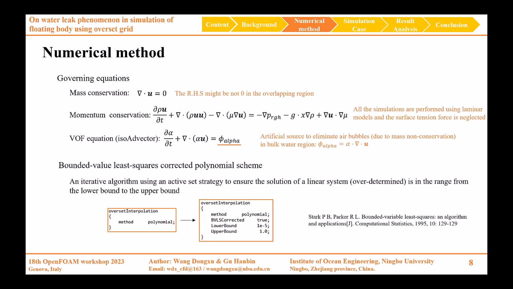We use the isolated vector proposed by Mr. Rumby, and an artificial source is added to the right hand of the equation to eliminate the air bubbles in backward region. And the second part is the bounded value least square corrected polynomial scheme. This is an iterative algorithm to ensure the solution of over-determined linear system is in a range from the lower bound to the upper bound. So by doing so, the keywords in every scheme may become like this. We have a lower bound. Here we use 1e minus 5 and the upper bound 1.